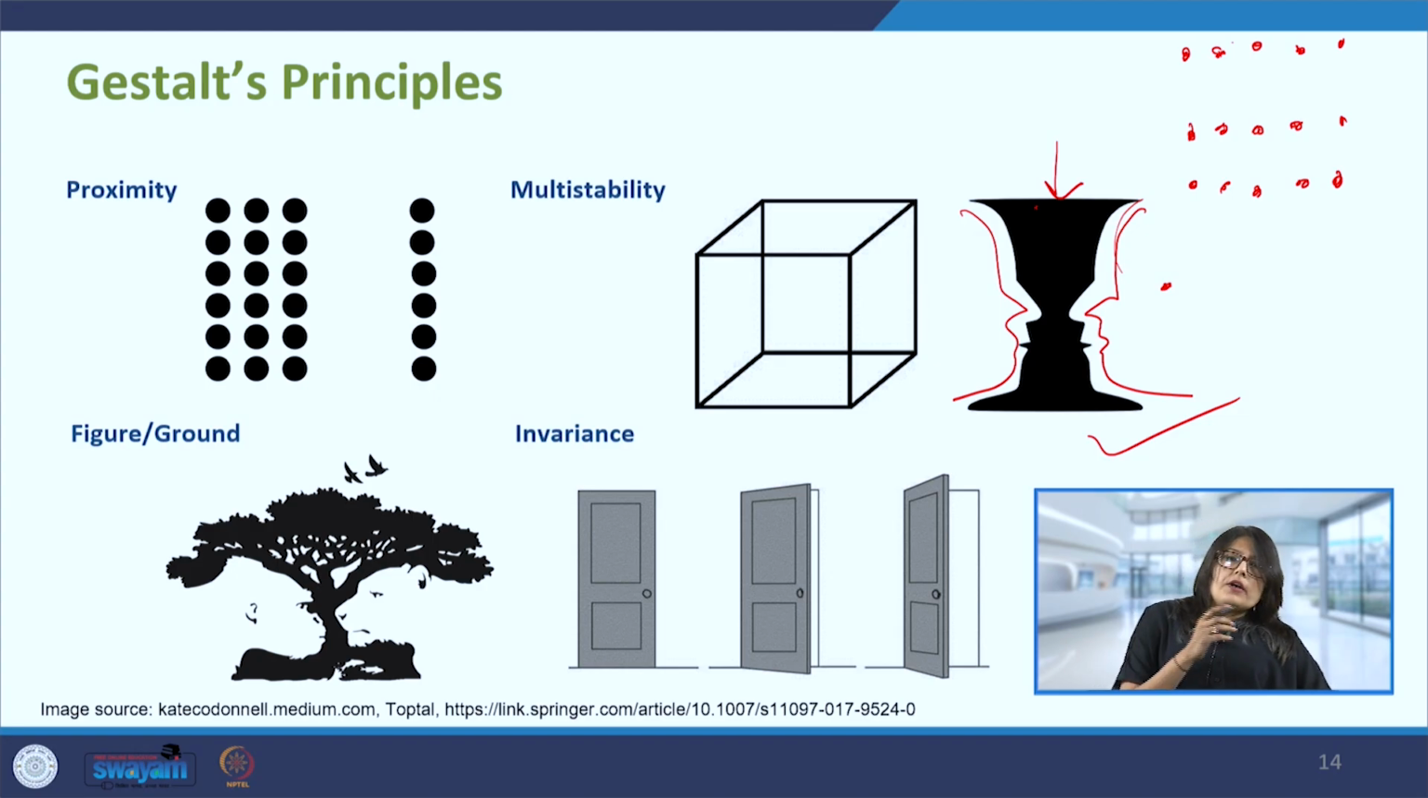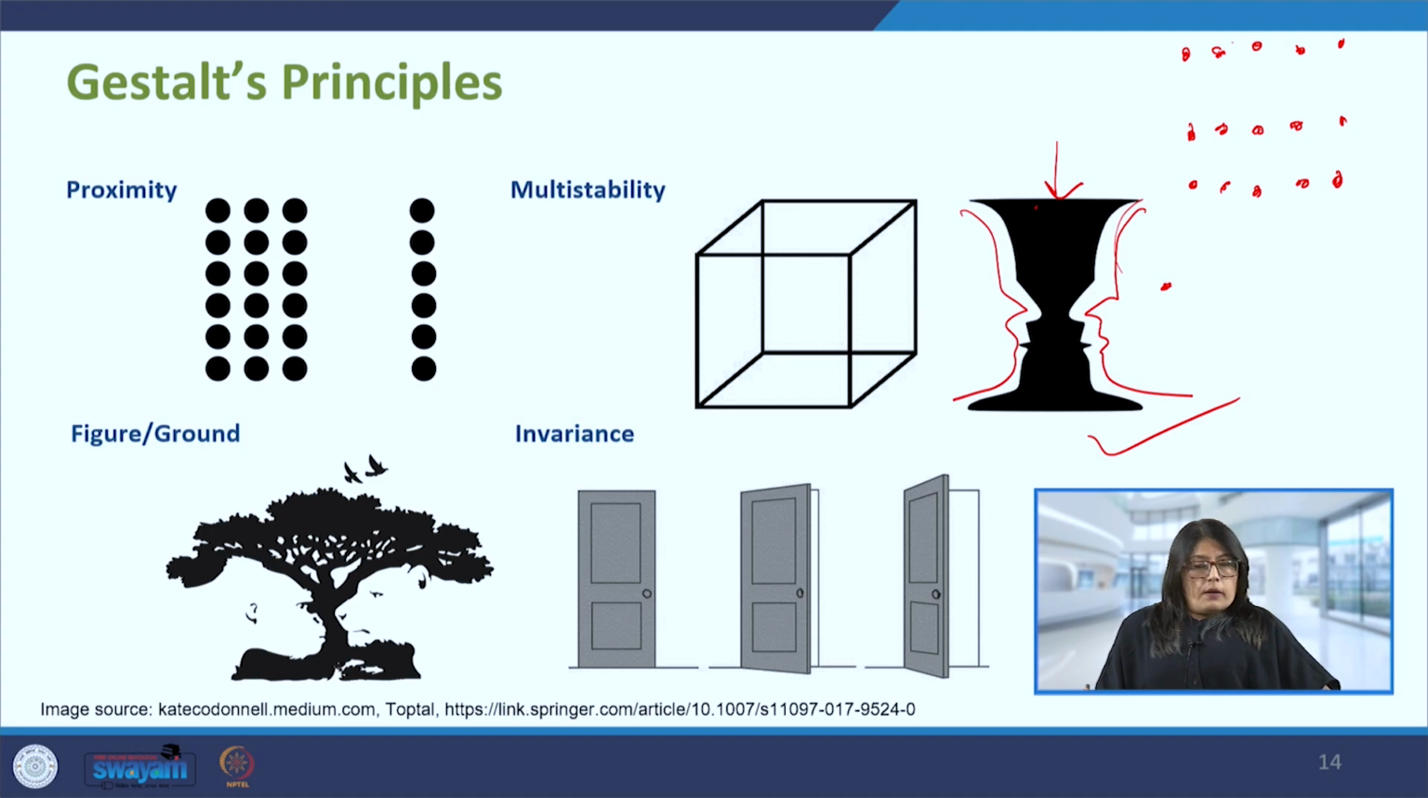Then next is figure and ground. Figure and ground is the relationship between the object and the background. The figure is something which is in the front, perceived to be the main object, and the ground is the background. So when we are vacationing and we ask somebody to take a photograph, we are standing in front of the mountains. At that time we are the figure and the mountains in the background become the ground. There are many other aspects of how to achieve a better figure and ground relationship, so maybe we will take that up later.